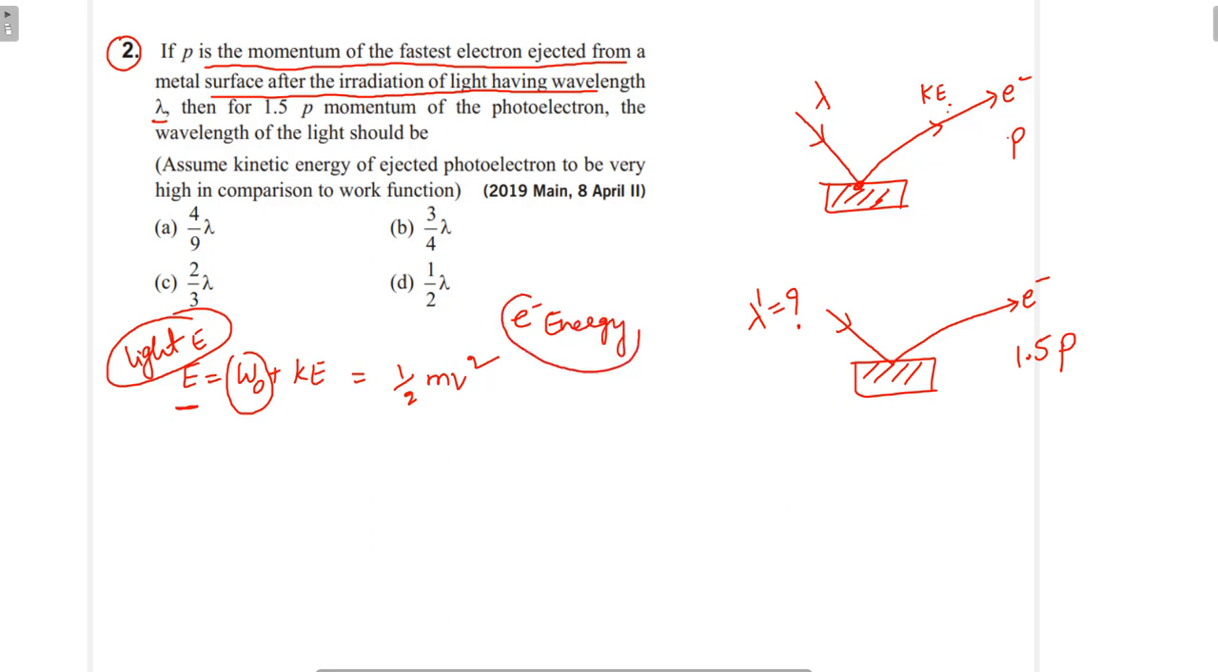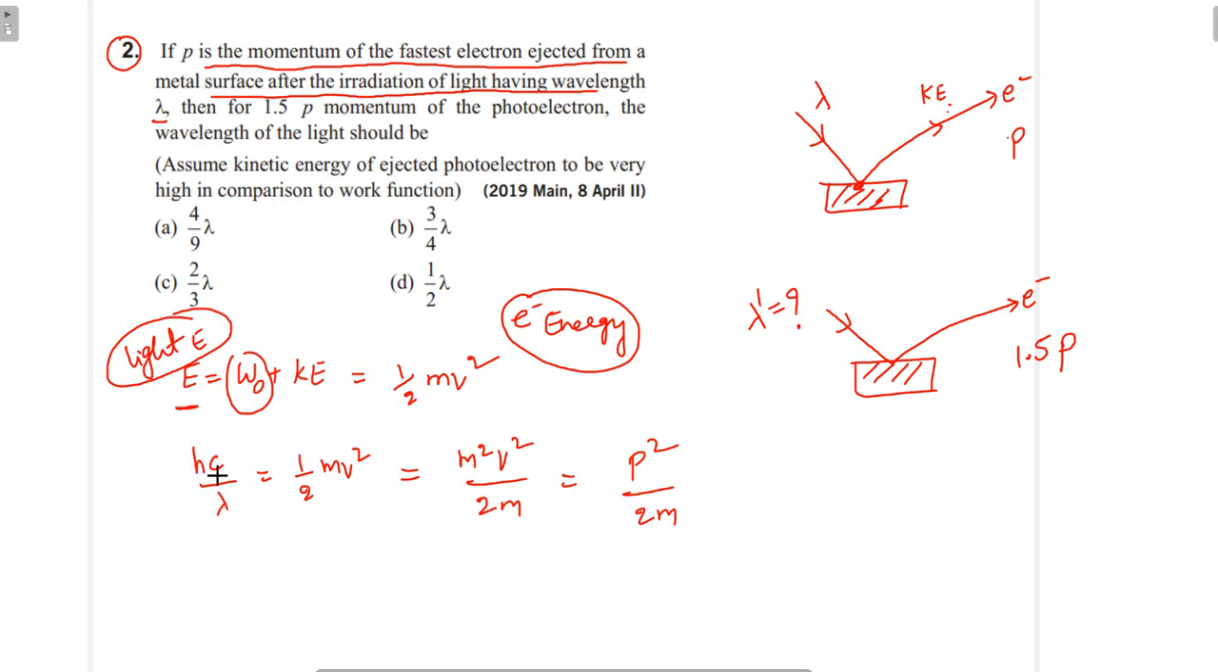If light energy is maximum, then obviously the ejected electron's energy is also maximum. Here E equals h nu, that equals hc by lambda, that equals half mv square. If I multiply and divide by m, then I can write it as m square v square by 2m. This is equal to p square by 2m.